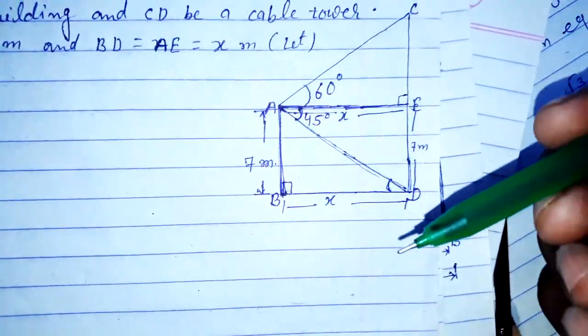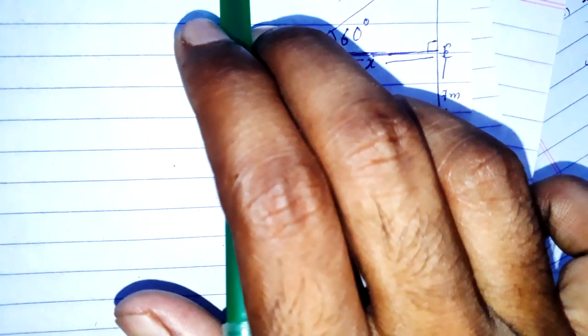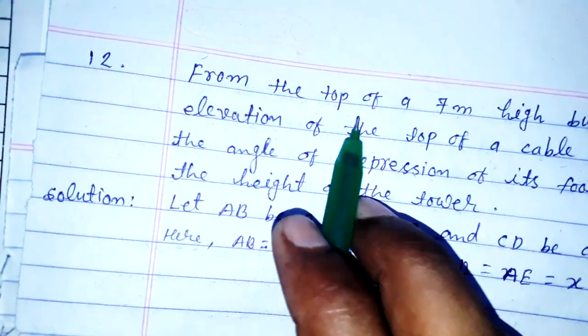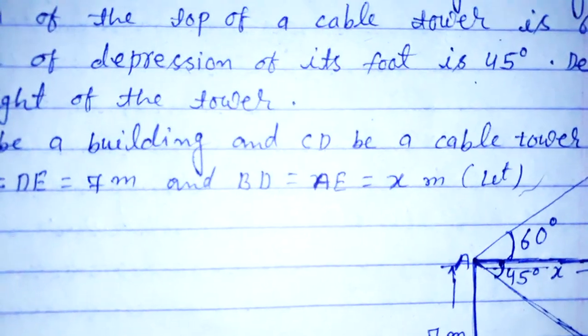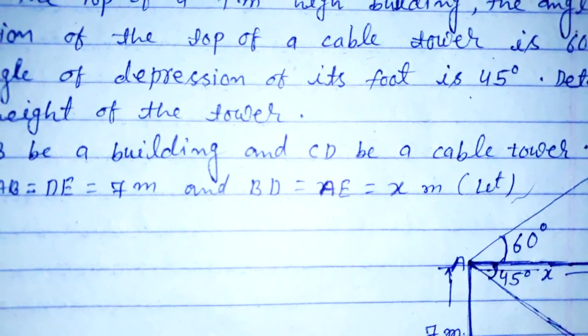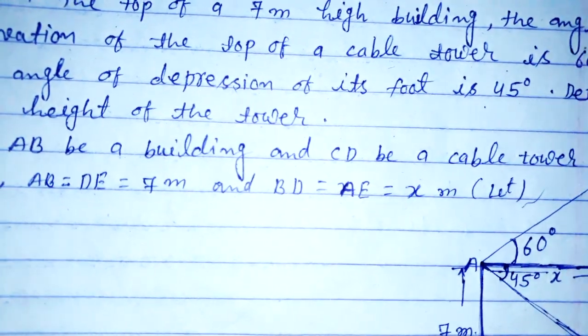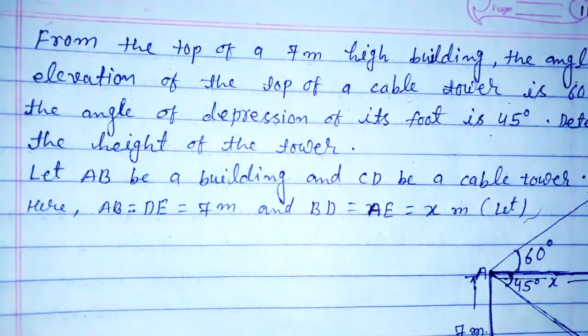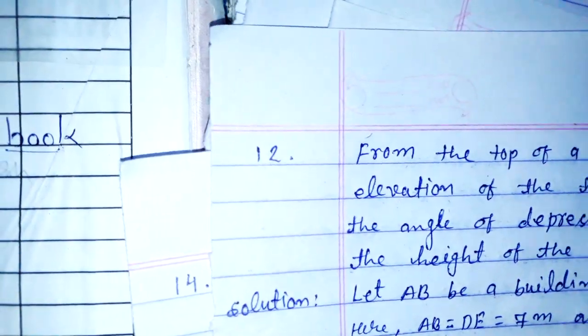So here draw the figure. Here the angle of elevation of the top of the cable tower is 60 degree, from the top of the building. So this is 60 degree, and the angle of depression is given as 45 degree. So this is 45. We also know that alternate interior angles are equal if the two lines are parallel. This and this are parallel, so this is 45 degree. Take here the triangle.